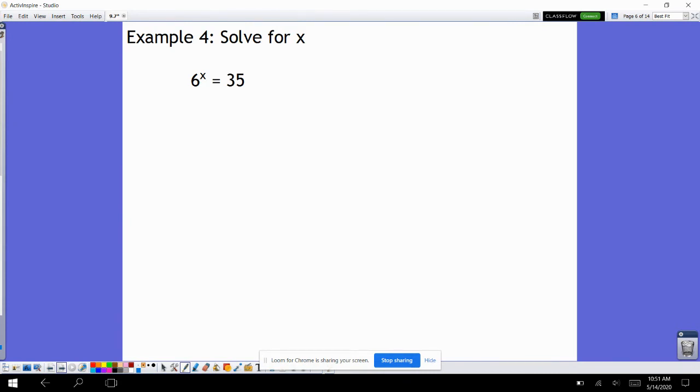So, solve for x. 6 to the x is equal to 35. So here, we have two values that are equal to each other. They don't have the same base. Well, what we want to do is take the logarithm with the same base on both sides. In this case, for our first example, I'm going to choose base 10, so my common log. So I have log of 6 to the x is equal to log of 35. And this is what our logarithm property of equality is saying. If we have two values that are equal to each other, and we take the same base logarithm on both sides, our equation is still going to be equal.